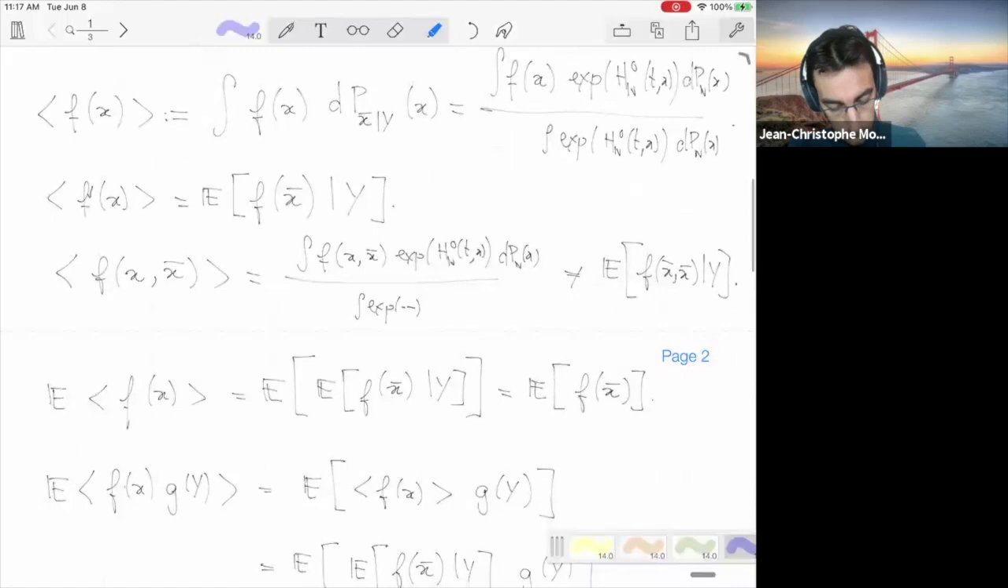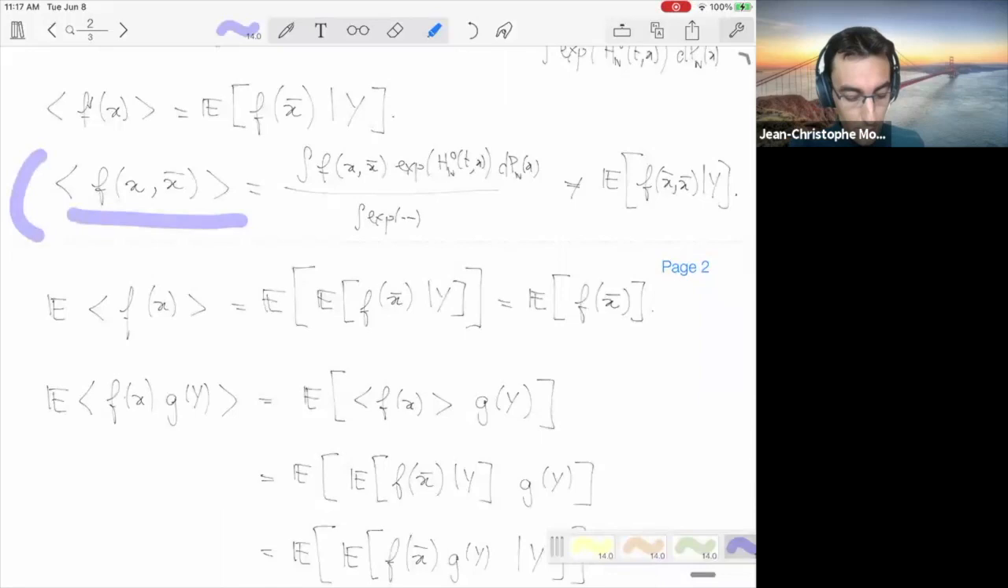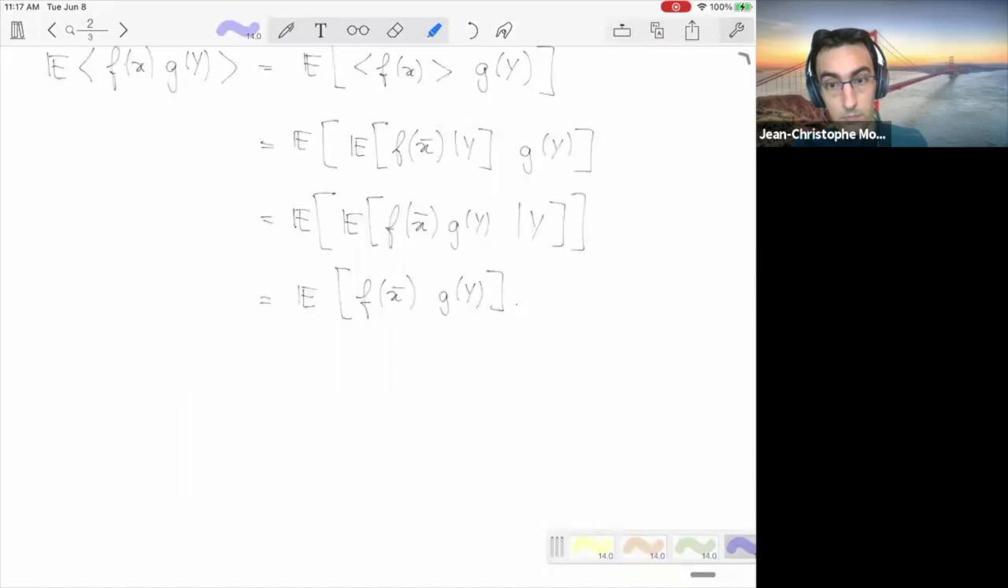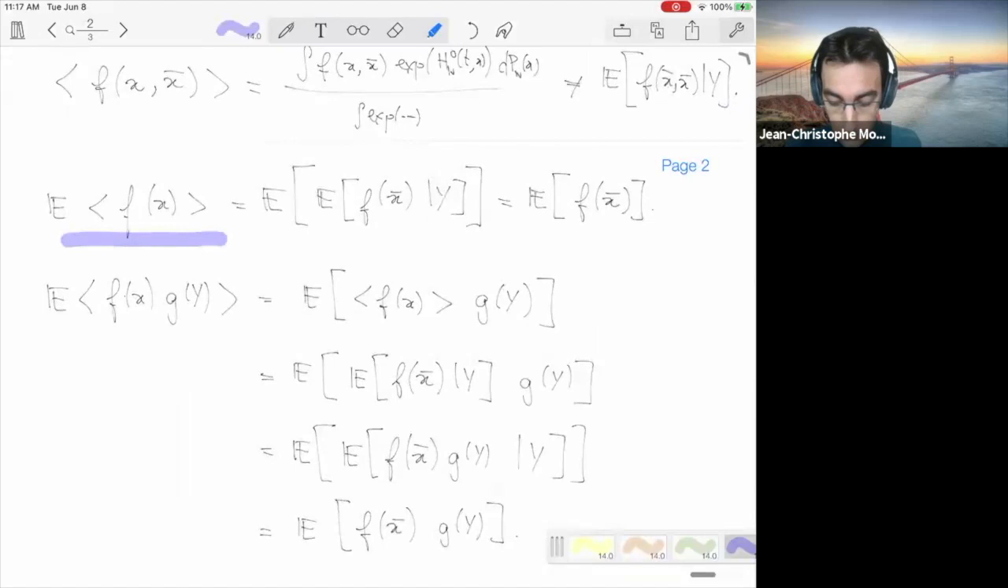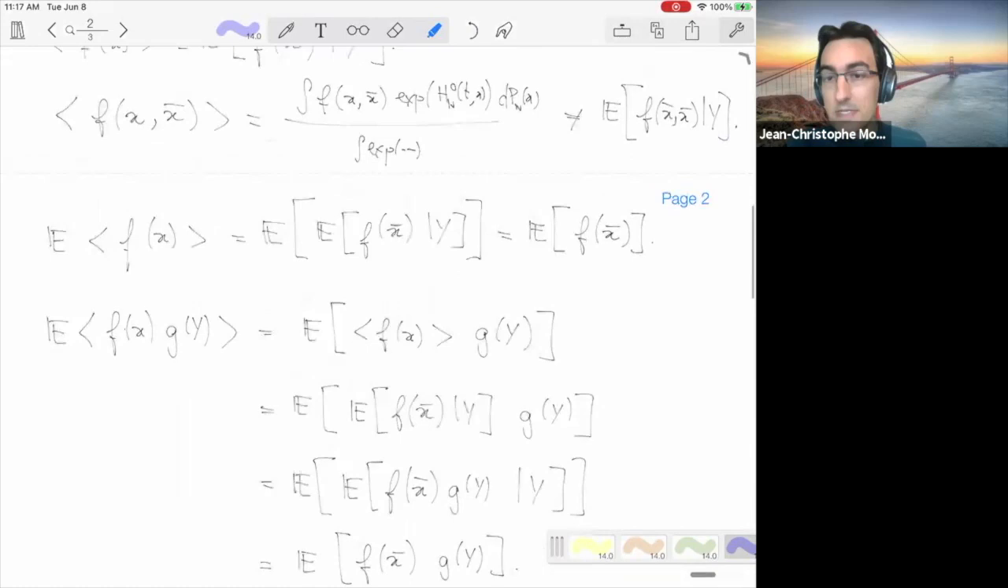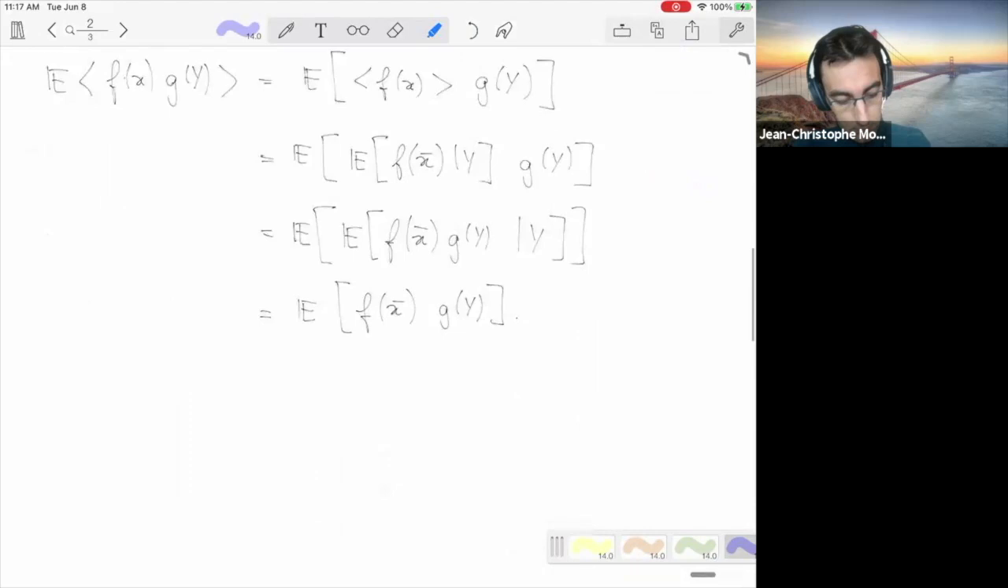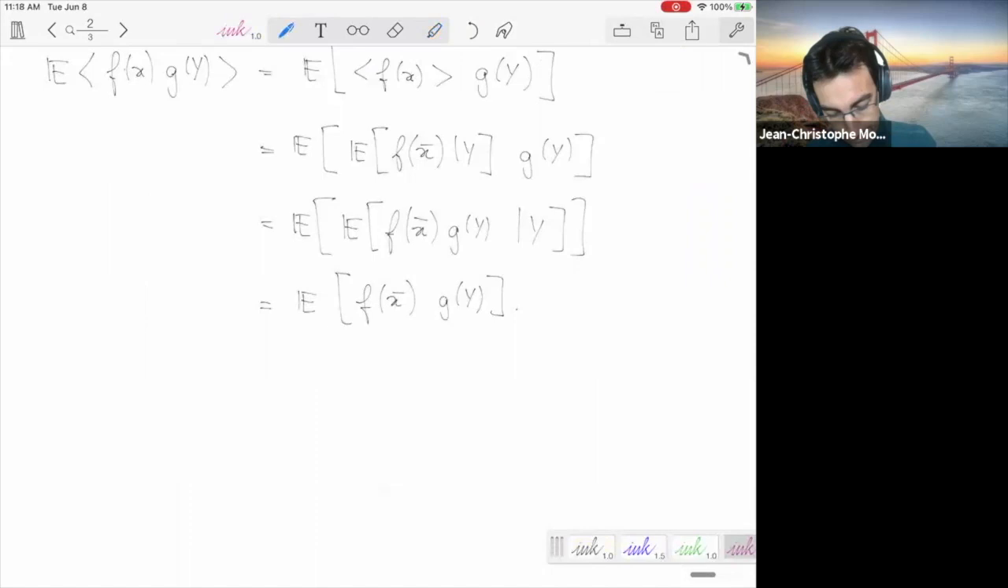Maybe this is a useful example. When I write f of x, x bar like this, it means this expression, and we see x and x bar do not play the same role. X bar is the data, and x is the variable of integration. So there is no obvious relationship between x and x bar. It's just that we have certain relationships like this one, for instance. X is not equal to x bar or things like that.